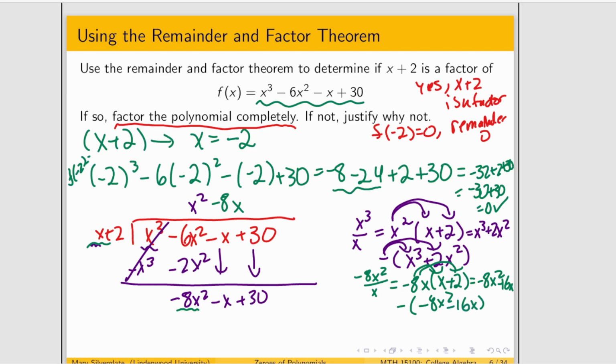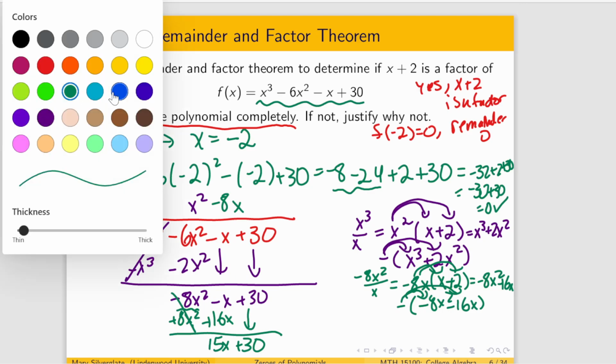And when you subtract a negative, that becomes adding a positive. Subtract a negative, adding a positive. And since both x and 2 have the same sign, I should expect them to have the same sign whenever I'm subtracting over here. Negative 8x squared plus 8x squared makes 0. Negative x plus 16x gets us positive 15x because we're doing a negative plus a 16. And then you drop down the 30.